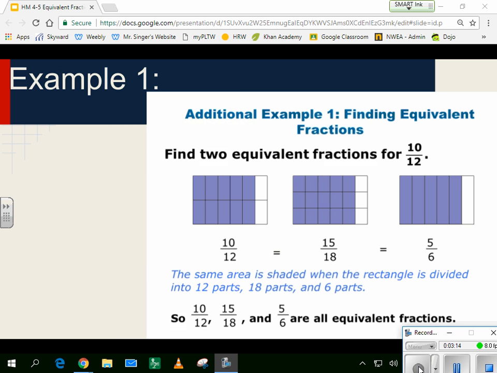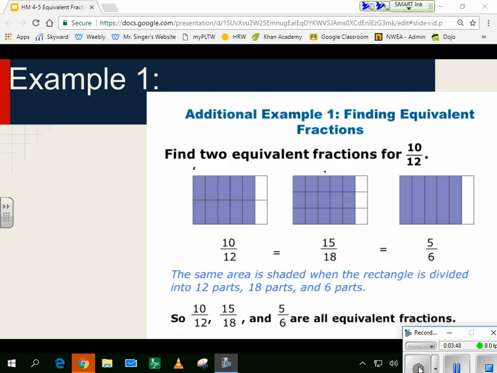All right, to help you understand, in example 1, I drew some drawings of equivalent fractions. It wants us to find 2 equivalent fractions for 10/12. One way is to draw a rectangle and cut it into equal pieces. We did that first with 10/12. We made a square with 12 pieces and we shaded in 10. If we change the lines up just a little bit, but make sure everything is still equal, we're able to take that same square and cut the pieces into eighteenths.